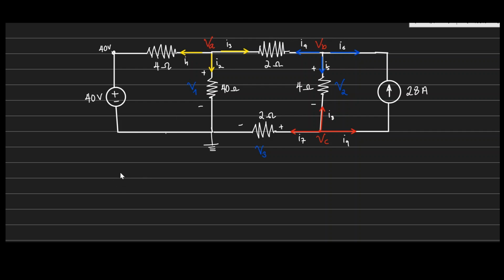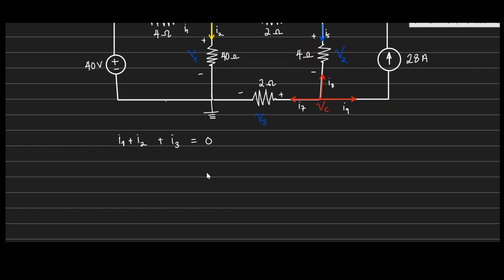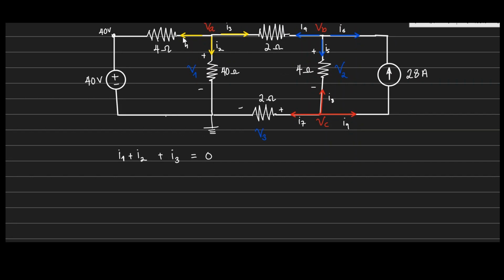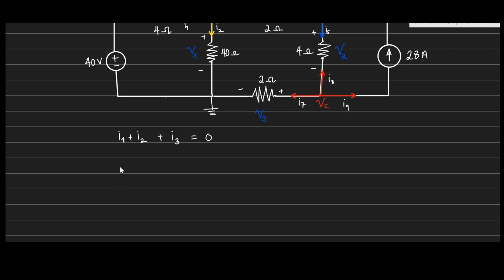So now let us apply KCL at node VA. KCL there gives I1 plus I2 plus I3 equal to 0. Now we have to write I1 in terms of the voltages, right? Remember that I1 is coming from VA going to 40, right? So I1 is going to be VA minus 40 divided by the resistor, which is 4 ohms, across that path. I'll just write 4.